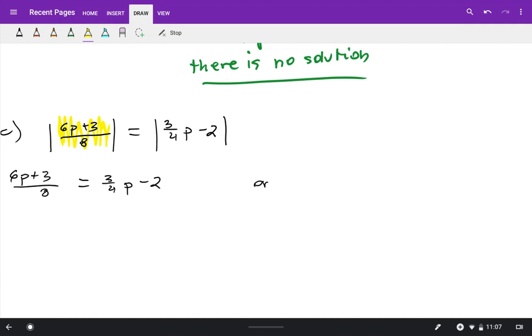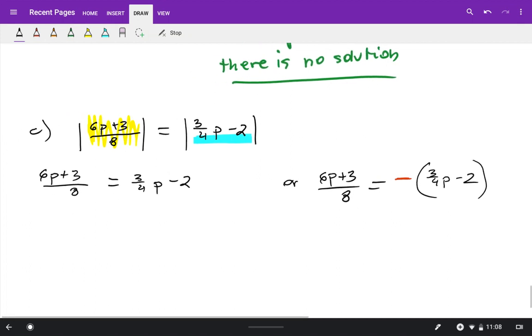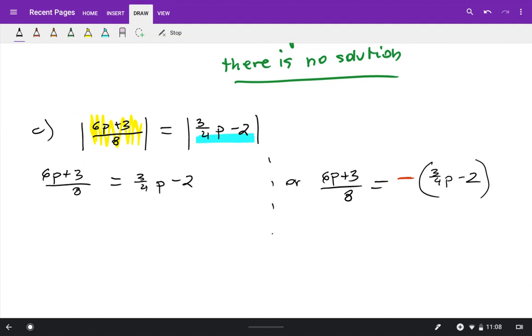In the second equation, I copy the expression from the first absolute value, 6p plus 3 over 8, equals, and you put a negative here, and in parentheses, not absolute value but just regular parentheses, you copy what you have on the right side, which is 3 over 4p minus 2. Let's solve the first one first, and then we'll focus on the second one. Here you have fractions, so you already know how to solve equations with fractions.